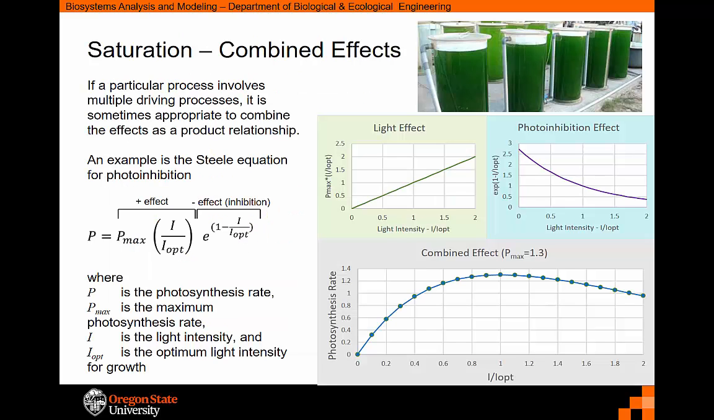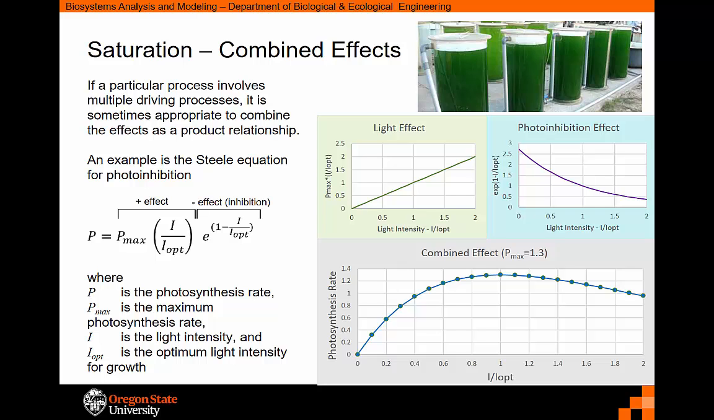Oftentimes, a saturation effect is just one part of the rate at which a saturation process proceeds. If there are multiple factors that interact, it is generally appropriate to combine the effects multiplicatively. An example is Steele's equation for photoinhibition of photosynthesis. This equation captures two factors influencing the rate of photosynthetic production in a photosynthesis-driven system.